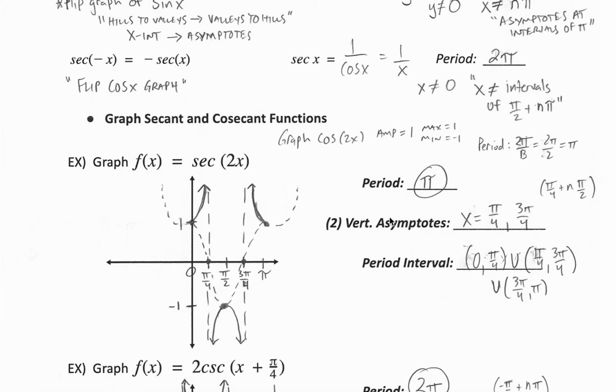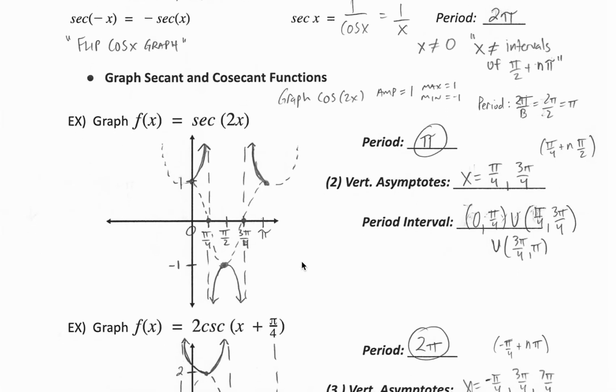So in looking at the cosine graph and seeing our intercepts, we knew where our vertical asymptotes would happen. And our period interval is going to be broken up a little bit here. So the first part of our period goes from 0 to pi over 4, then we hit an asymptote. Then we go from pi over 4 to 3 pi over 4, then we hit another asymptote. And then we go from 3 pi over 4 to pi before our graph repeats. So there's our secant graph.